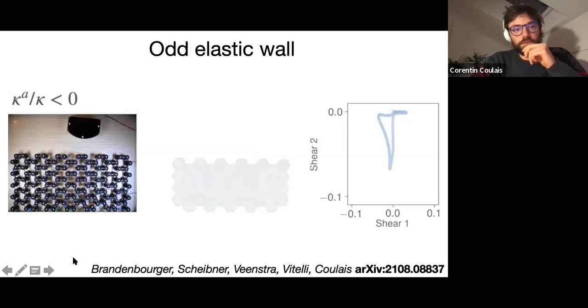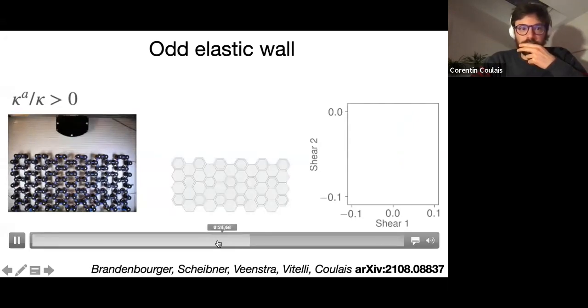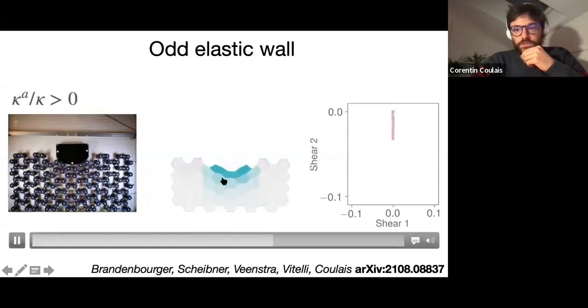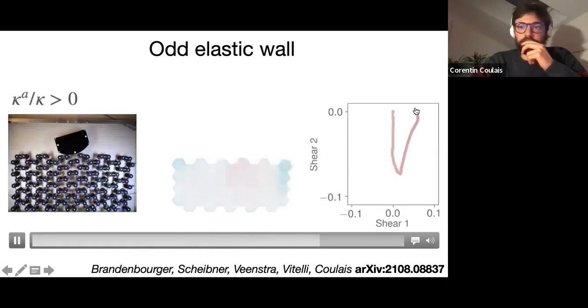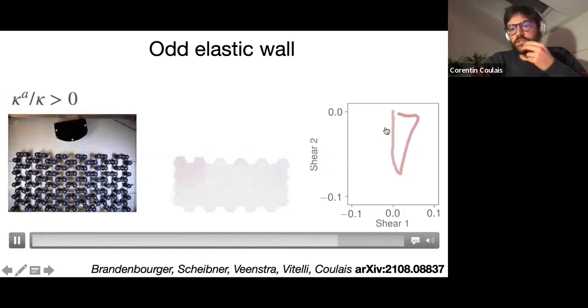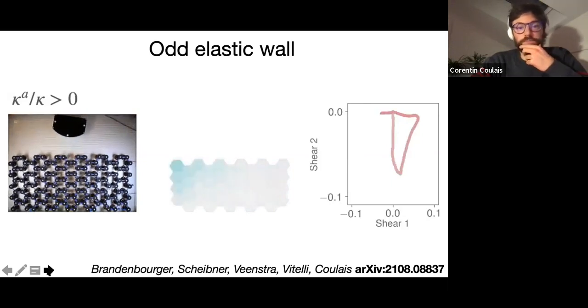Now I'm going to run the same movie again, but taking the other side of the gain, and what you're going to see is the opposite. The wave is going to be amplified towards the left, right? And the shear cycle occurs in the other direction.